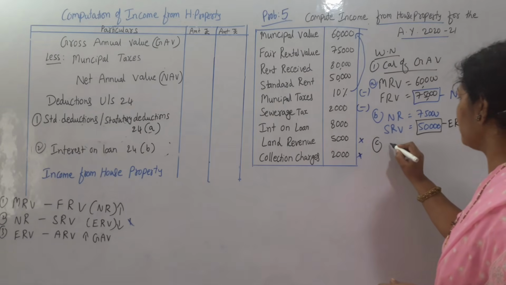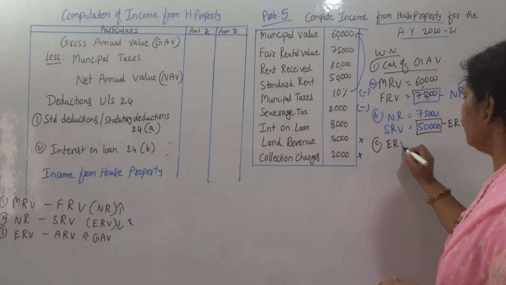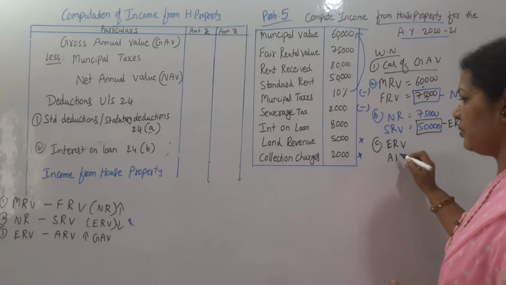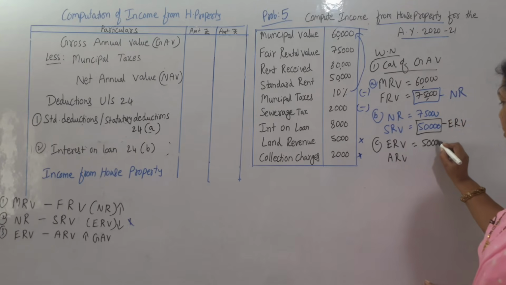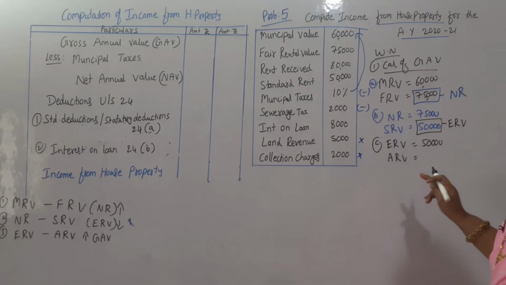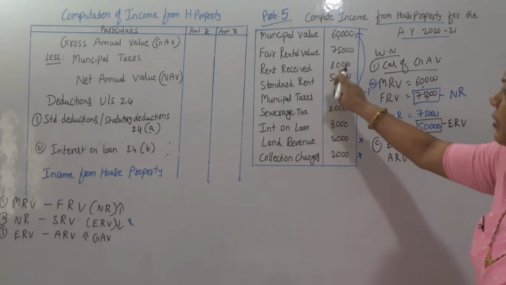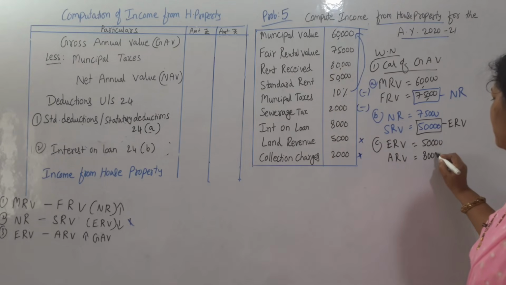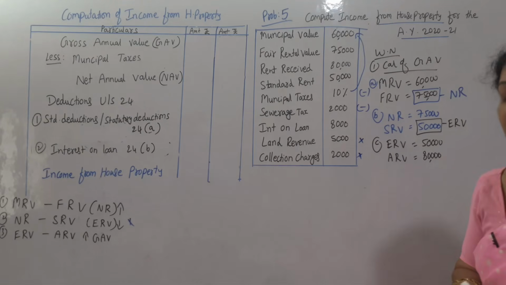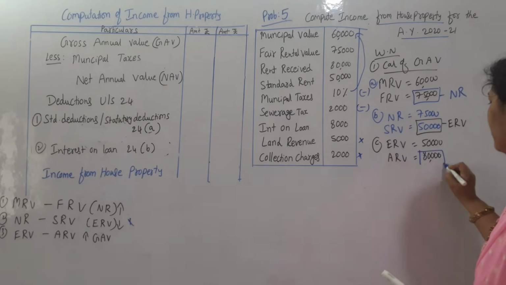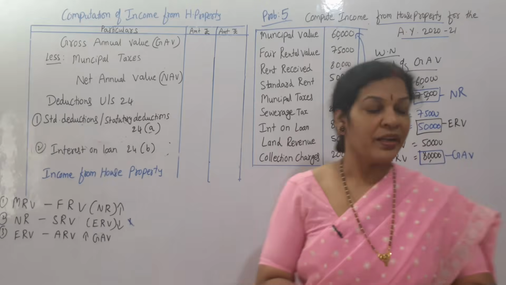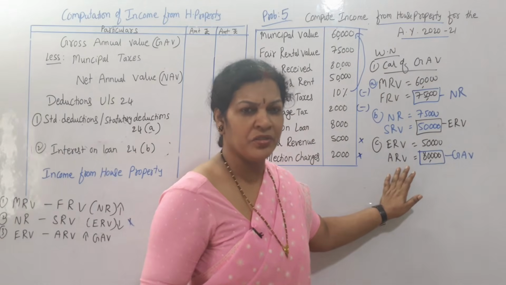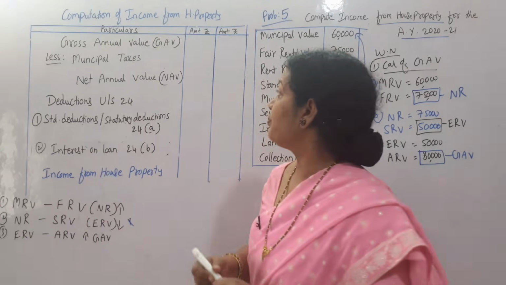Now in the third step, expected rental value and actual rental value. Expected rental value we already got, 50,000, and ARV, actual rental value, is the rent received, 80,000. Whichever is high is GAV. So this is high, so GAV, gross annual value, is 80,000. We got it like this as per the calculation. You know this calculation already.